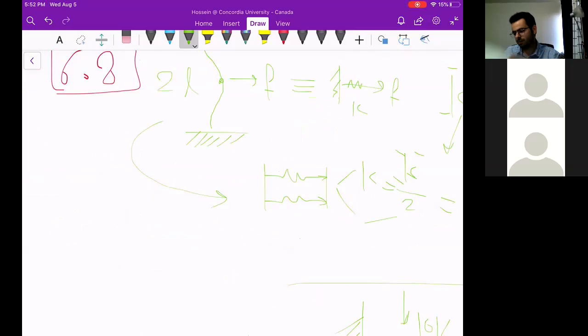Problem 6.8. Go for both A and the stiffness. You could do both of them directly. You can obtain it. Perfect.